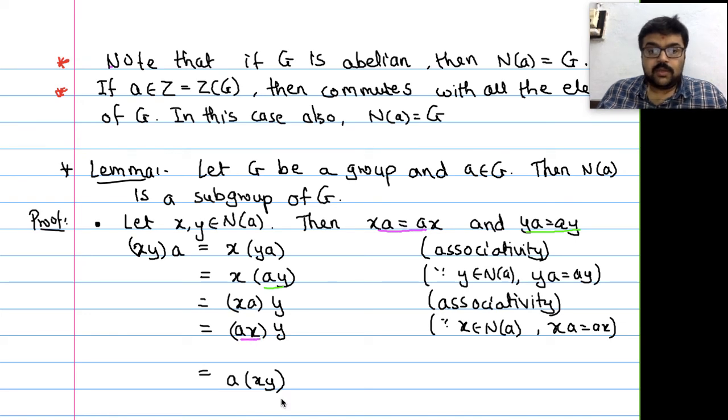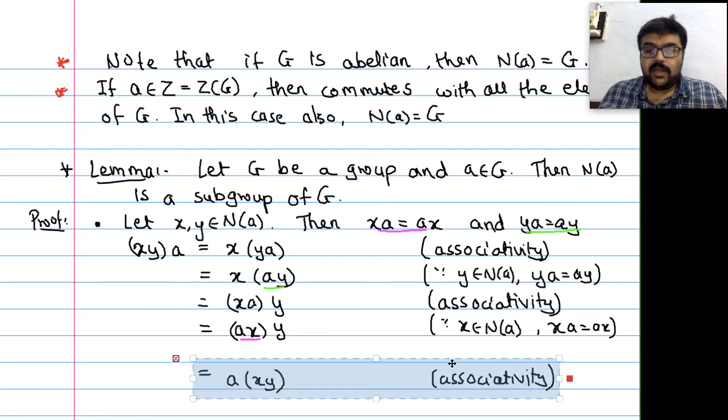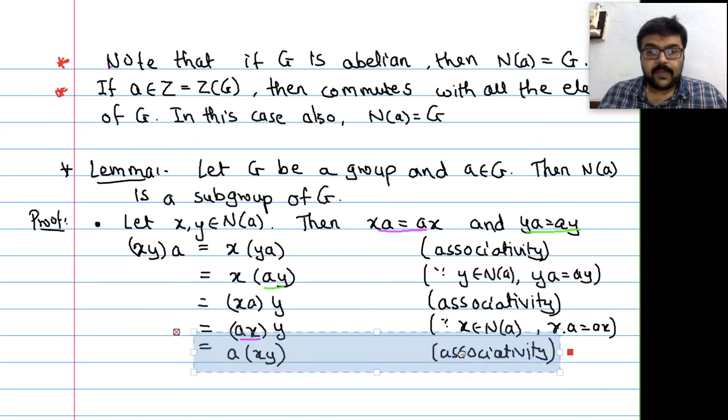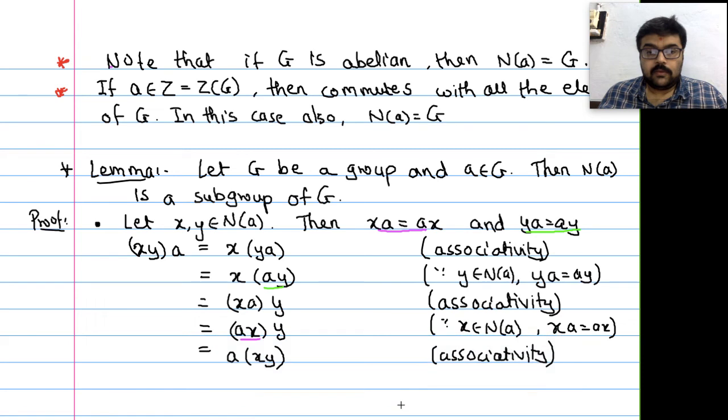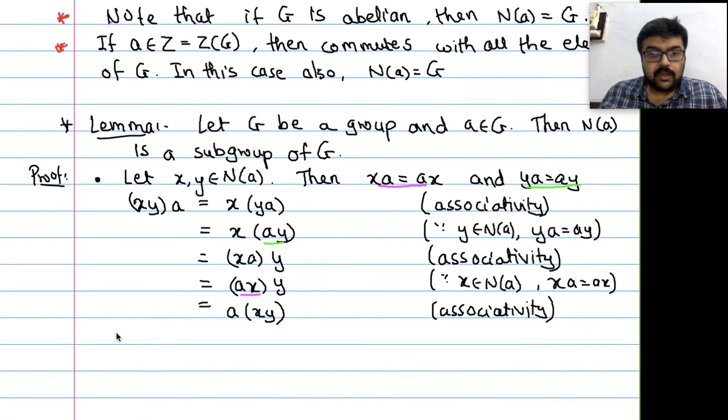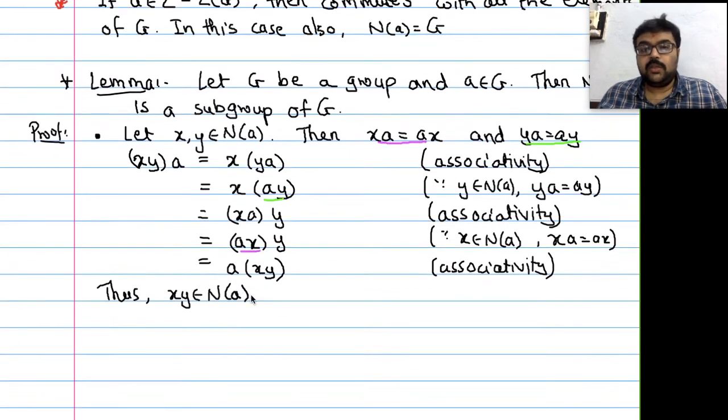And then again, by associativity, we can write this. So that means XY commutes with A. Therefore, XY belongs to N_A. So N_A is closed under the product of G.